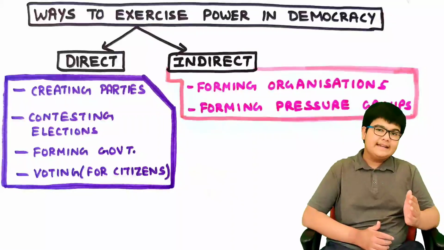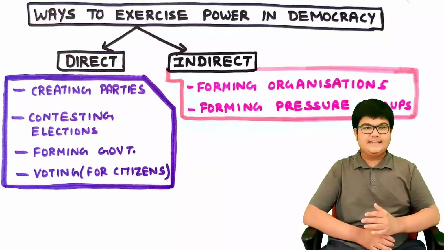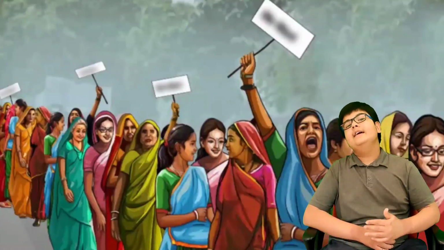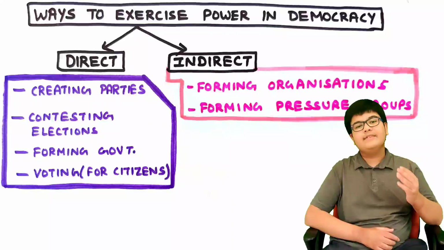But apart from the direct ways, there are some indirect ways to exercise power in a democracy. This is by forming associate organizations and pressure groups. We will study the pressure groups in depth in the second video of this chapter.